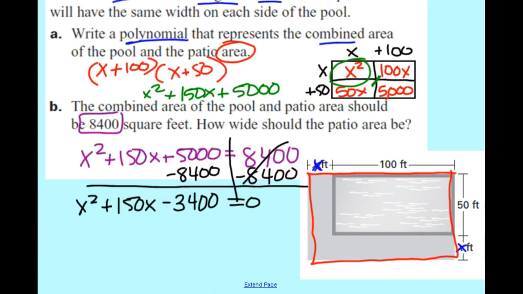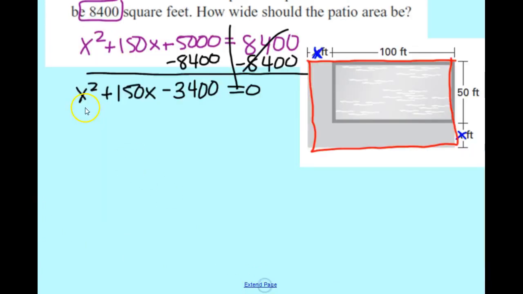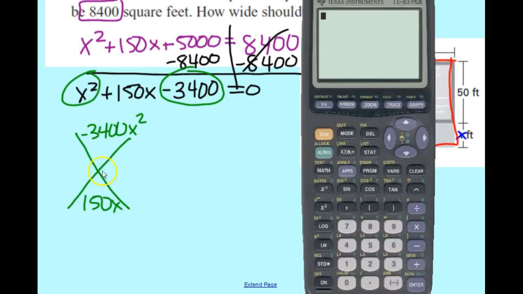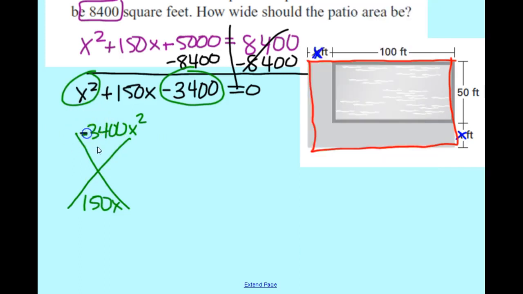So now, where would we go from here? Well, we know how to use a diamond. Multiply your first term and your last term. This is negative 3,400 x squared. On the bottom we have 150x. This is a tough one. I'm going to use my calculator for this. So I'm just going to try to figure out what two numbers are going to multiply to give us negative 3,400. In order for them to add up to be a positive number and multiply to be a negative, one of them is going to have to be a negative number. The positive number just better be bigger in order to end up positive.